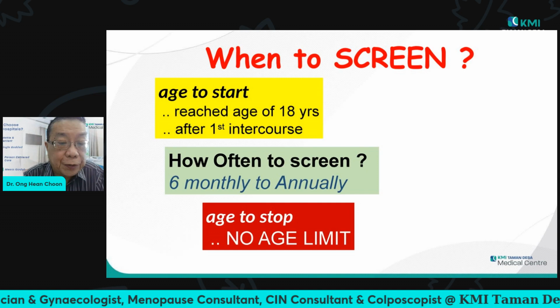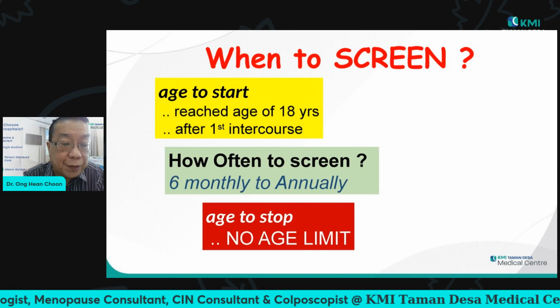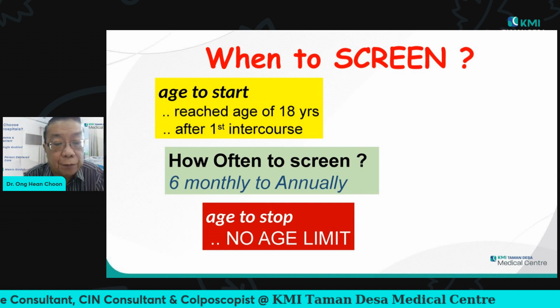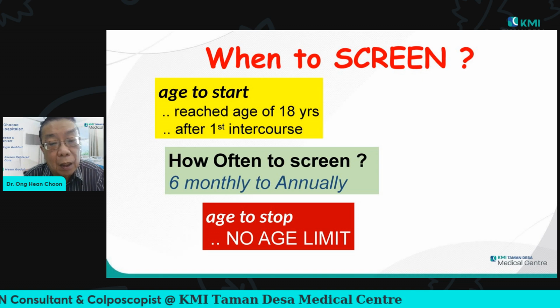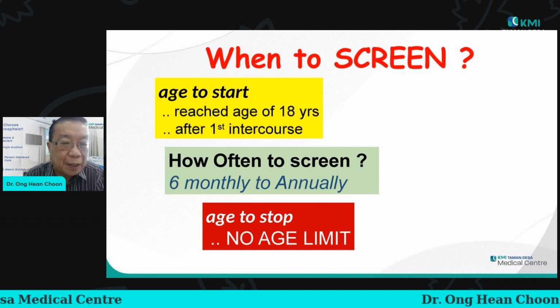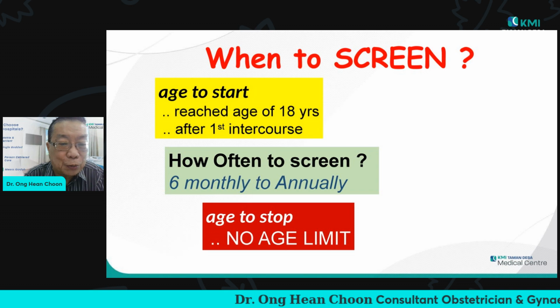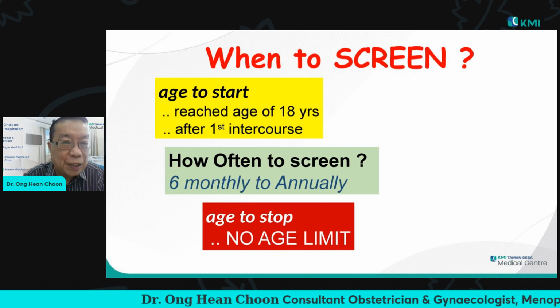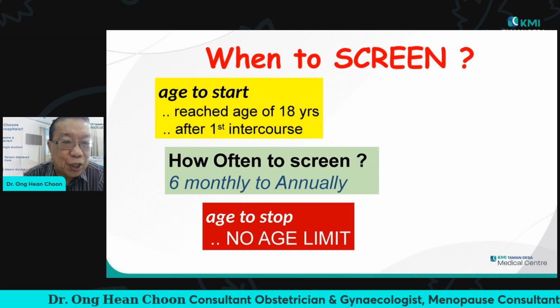Now, the reason for us going nowadays 6 monthly instead of the older concept of annually is because we are not interested in picking up the cancer. We are more interested in picking up the pre-cancer stage. Because if we were to treat a woman in the pre-cancer stage, she will not develop cancer.